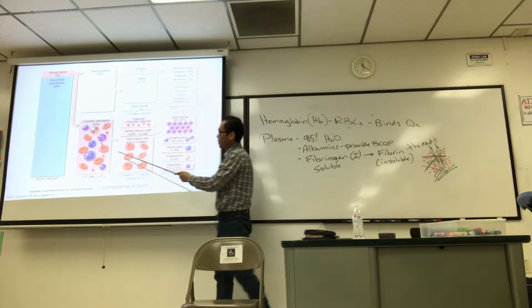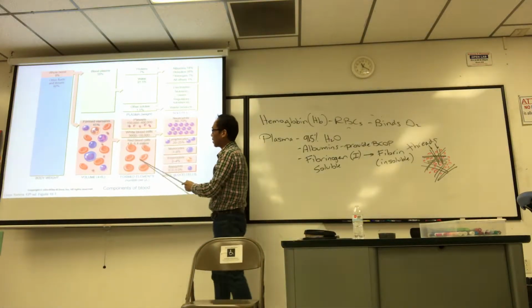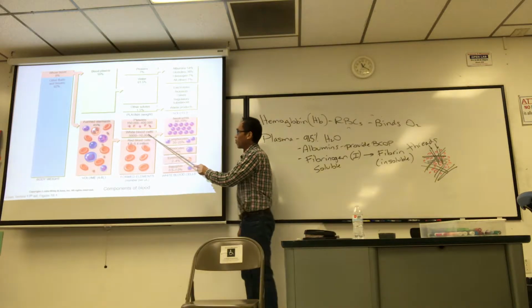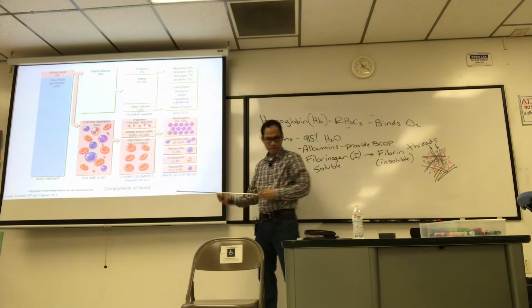The other things listed under plasma, electrolytes, nutrients, gases, I'll talk about that later. The formed elements are listed here. I already mentioned platelets and red blood cells. I did not mention how the white blood cells have these different varieties. So let me list these.